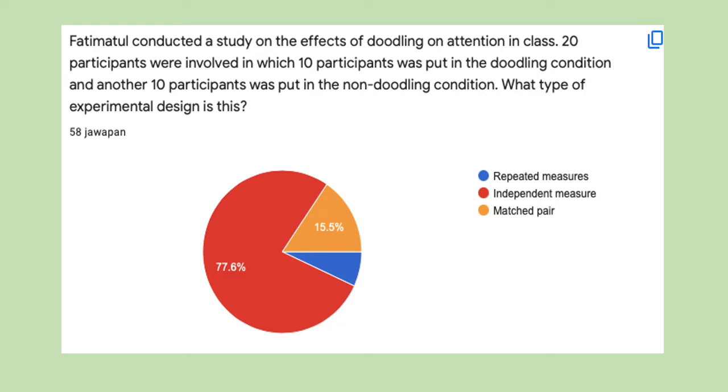So which means that we are using different participants for different conditions. Doodling is different people, non-doodling is different people. So obviously, this is independent measure because I didn't say they were grouped based on whether they like to doodle or not. That would be match pair. I just simply said that 10 goes to this condition, 10 goes to this other condition. So this is definitely independent measure.